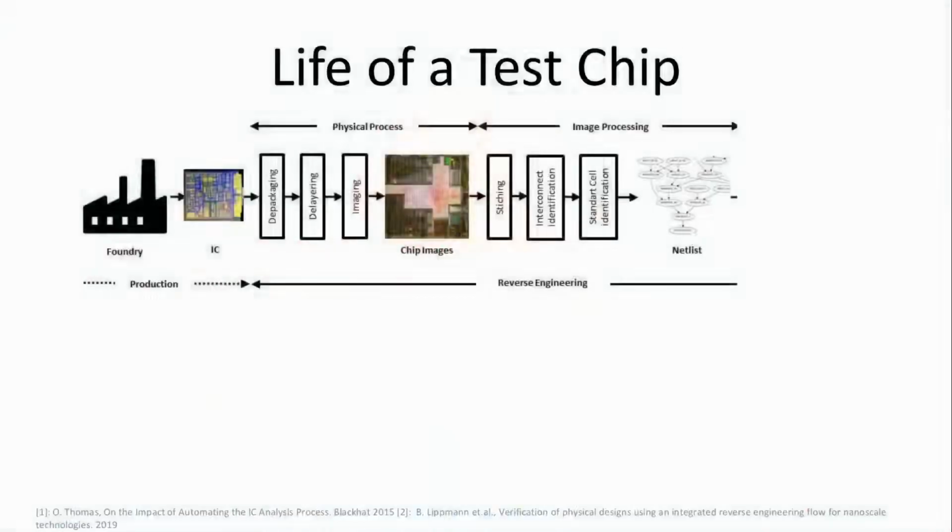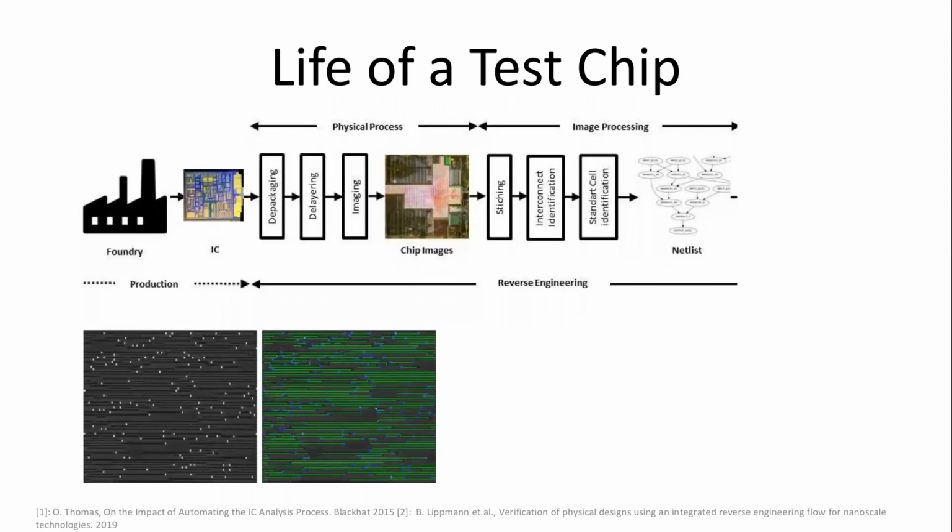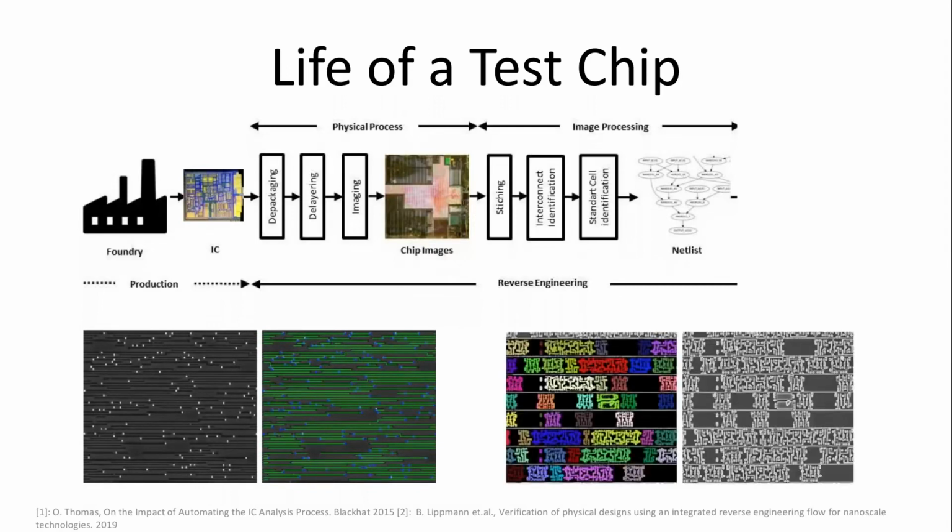So let's have a look at what the life of a test chip is like. We've also seen this. Usually we come out of the foundry, we have our lovely little chip, and we start depackaging the poor thing. We delayer, we image, we have to stitch all that. So that's very much an image processing topic, and before that, a physical processing topic. And eventually, we have some kind of interconnect identification, so that might look something like this, that you start finding pictures, and then you have to do image processing to figure out where exactly the connections are, or some kind of standard cell identification.